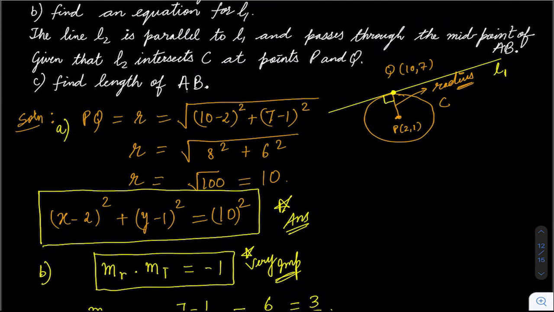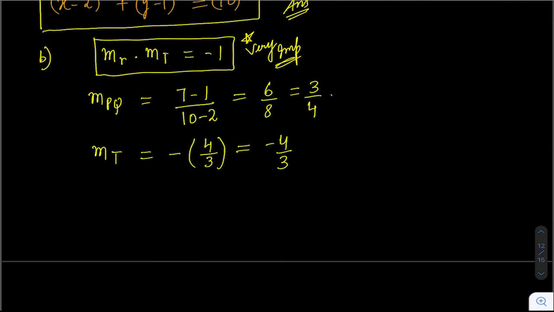So now I have the gradient of line L1. I will need a point, and I already have a point, that is point Q. Q lies on L1. So now I can use the formula that we learned, which was very useful in finding straight line equations: y minus y1 is equal to gradient into x minus x1. This is how we will write the equation for the tangent.